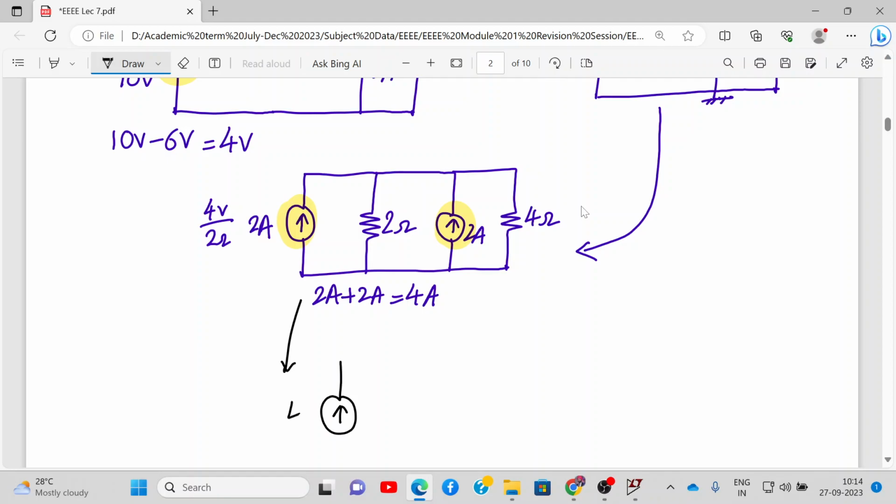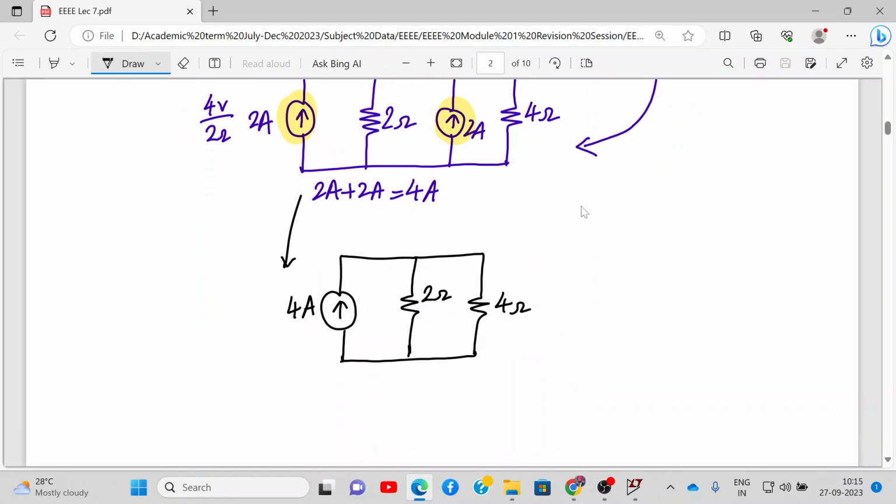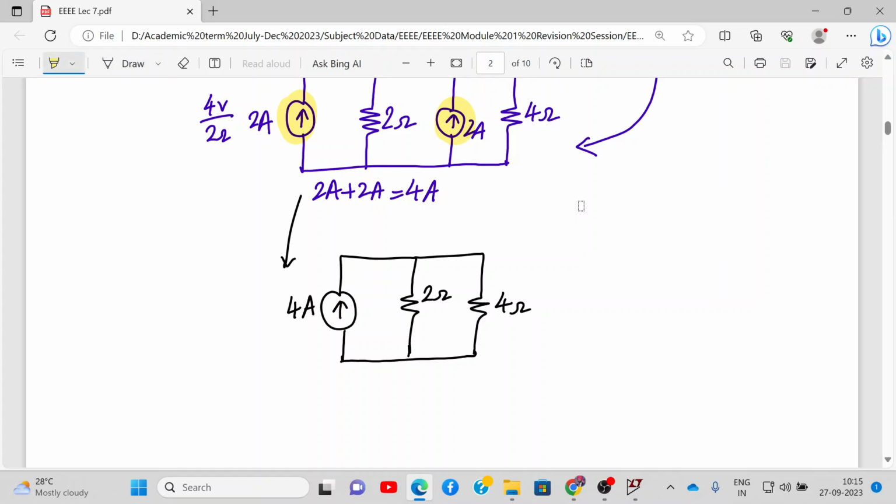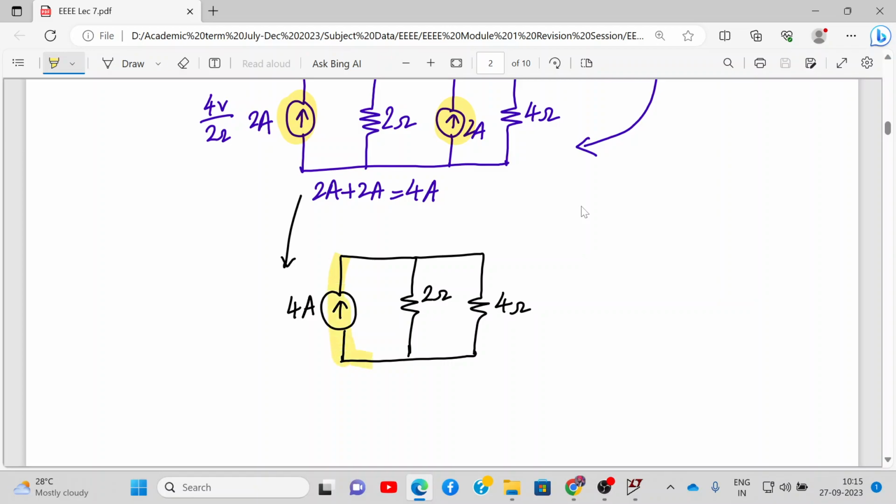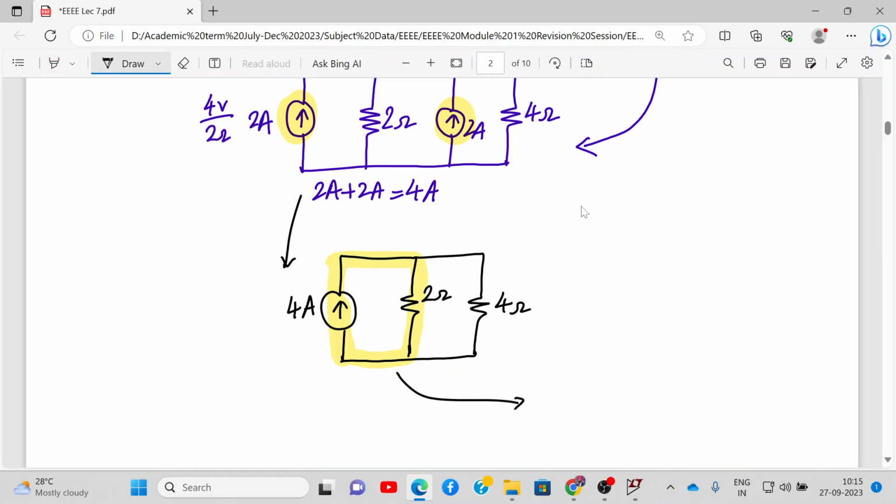So you have a 4 ampere current source. Current sources in parallel get added up, and we have two resistances over here in parallel. Remember, we should not consider solving the 4 ohm resistance further because we want to find the current through the 4 ohm resistance. All right, so the circuit gets converted to this network. Now, either you can apply the current division rule or you can simplify this further. So if you see carefully, we have a current source in parallel with a resistance. So that gets converted into a voltage source with a series resistance.